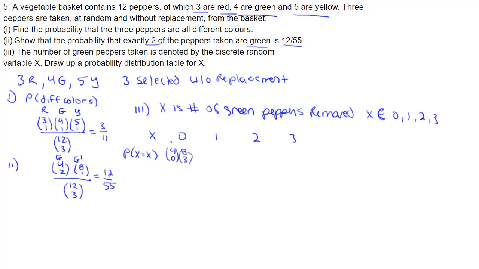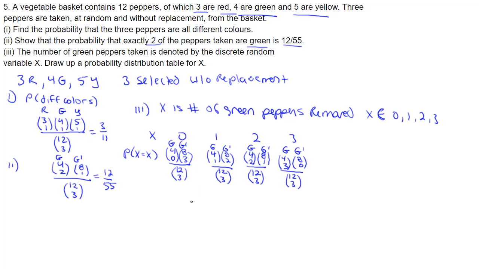4 choose 0, 8 choose 3. That's going to give me 3 peppers that are not green. And then divide that by 12 choose 3. Now if I want 1 green one, it's going to be 4 choose 1 and then 8 choose 2. That's over 12 choose 3. And then if I want 2 green ones, it's going to be 4 choose 2 times 8 choose 1. And then the last one, I want 3 green ones, so that's 4 choose 3. And I don't need to do this but it's 8 choose 0, that's going to be 1. And then 12 choose 3.